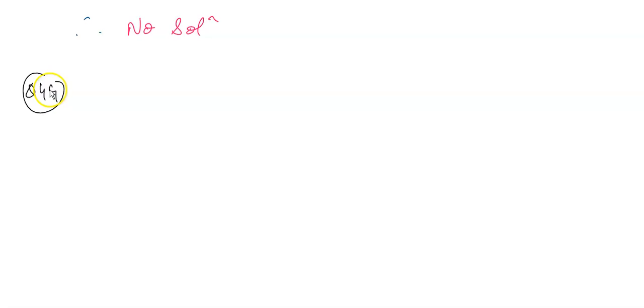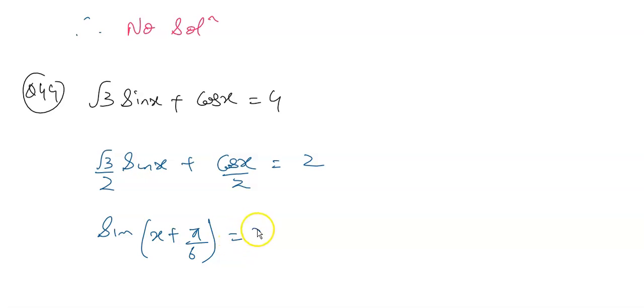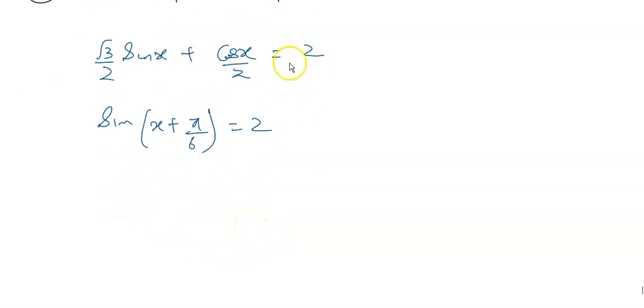Question 44 says the equation root 3 sin x plus cos x is equal to 4 has... Again it is in a sin x plus b cos x form, so what can you write? Dividing and multiplying by 2, this will be root 3 by 2 sin x plus cos x by 2 is equal to 2. So this can be written as sine of x plus pi by 6 equal to 2. So again sine of some angle equal to 2 is not possible, right, the maximum can be 1, therefore again no solution.